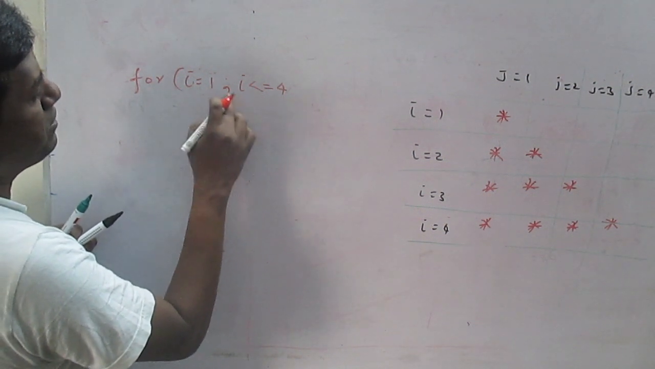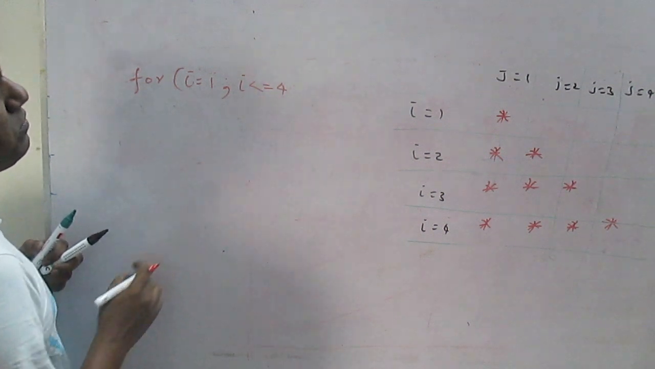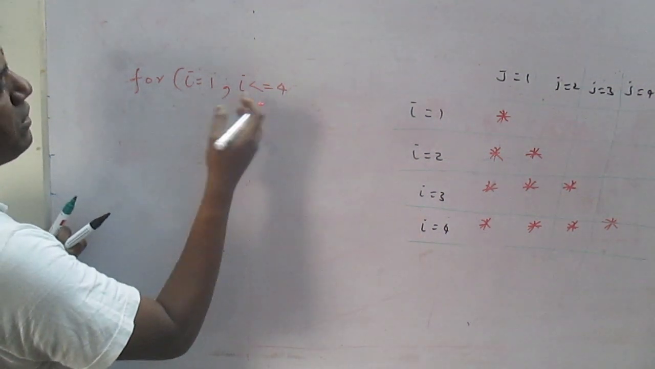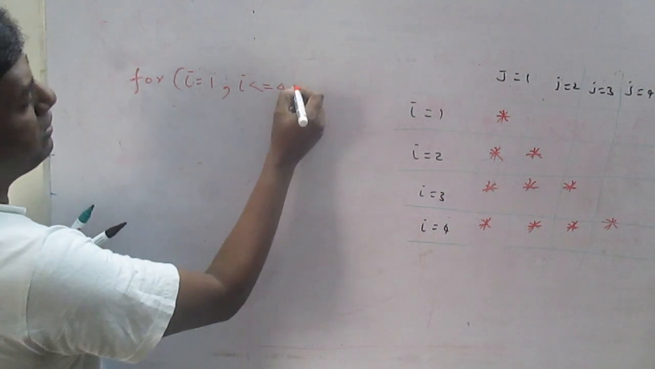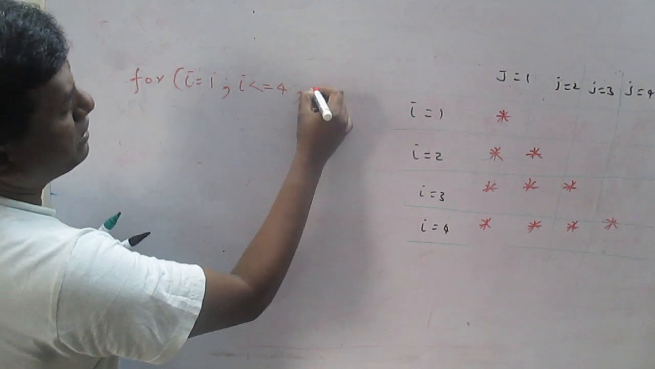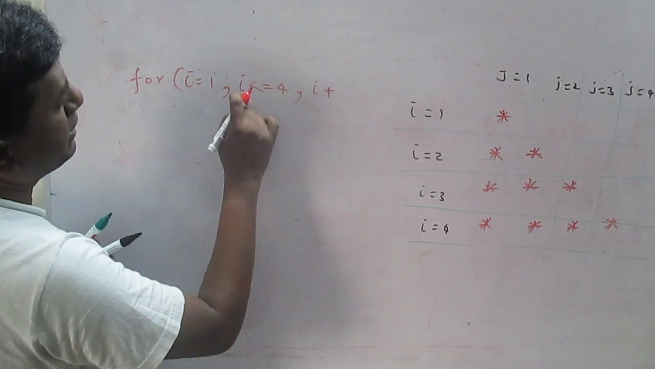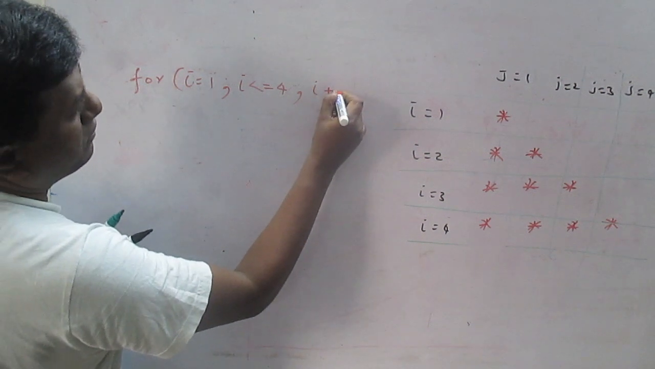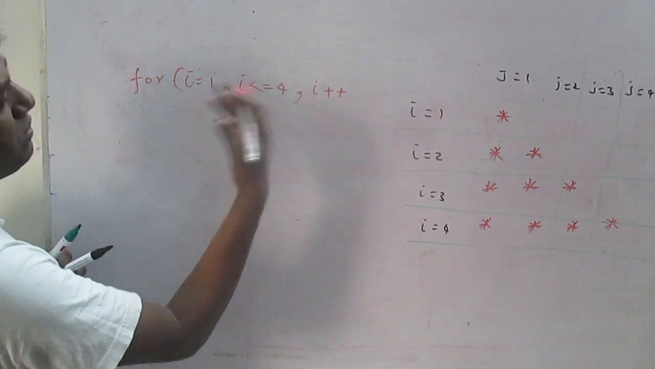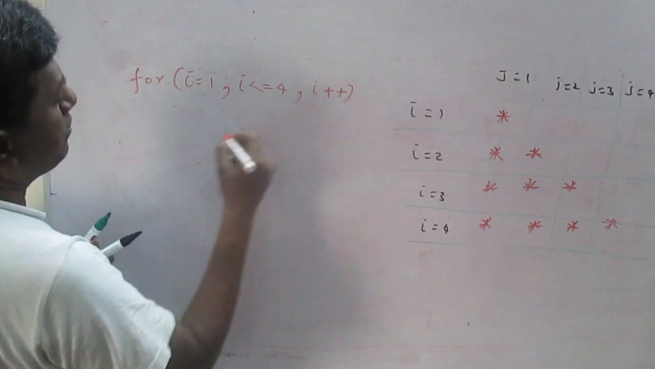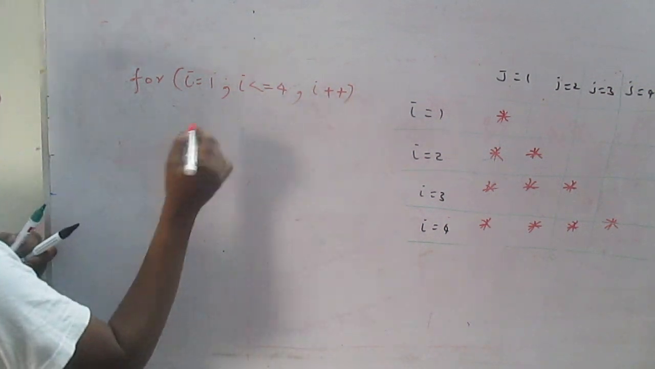When i equal to 1, 1 less than or equal to 4, yes, the condition is true. Then we go into the loop. That is the idea. Then whenever we take less than, generally here it will come i plus plus, that means we are doing the increment. So this is one thing.